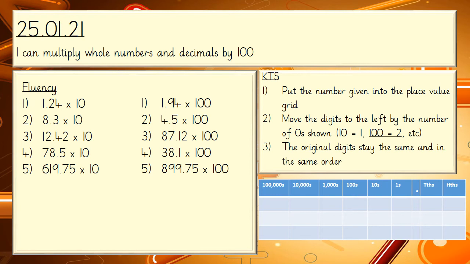Pause the video here whilst you have a go at the fluency. Notice that on some of them you're multiplying by 10, and with some of them you're multiplying by 100. Have a go at both of these. If you're multiplying by 10, remember that you only need to move them 1 place to the left. But if you're multiplying by 100, you're going to move it 2 places to the left. Pause the video here and solve these questions.